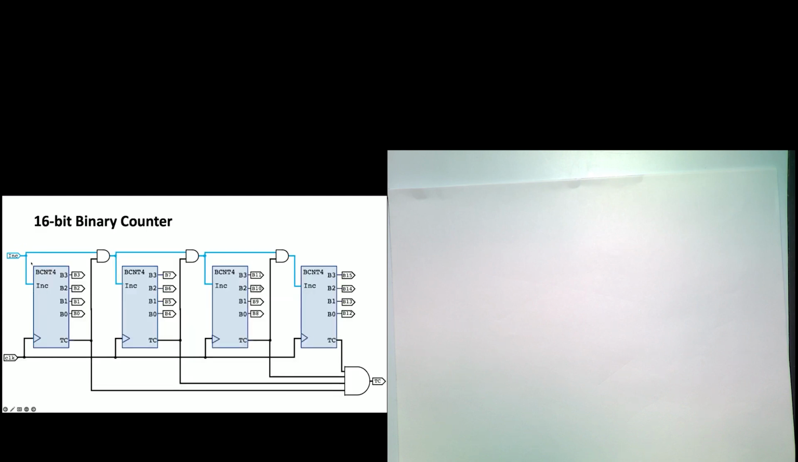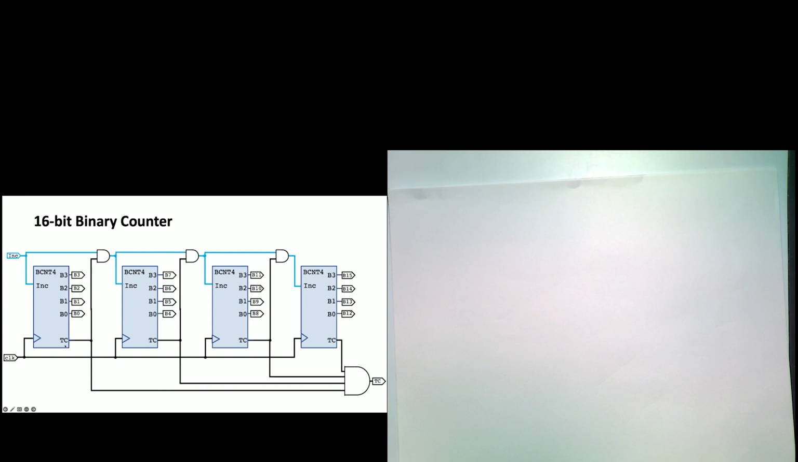So this counter, the one with the least significant bits, will count as normal. This counter only counts when this first one is at 15. So when you're at 15, TC will be high. If ink is high, then this counter will count. Along comes the clock edge. This counter goes from 0 to 1. This one goes from 15 to 0. And you're at 16, which is where you want to be.